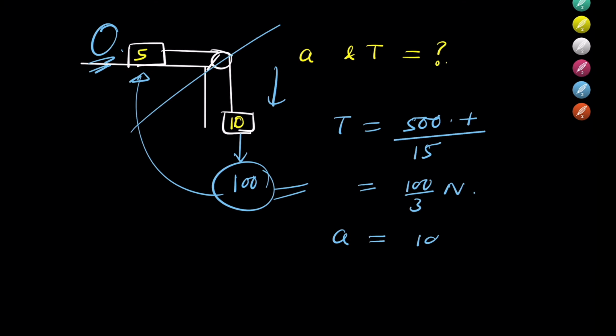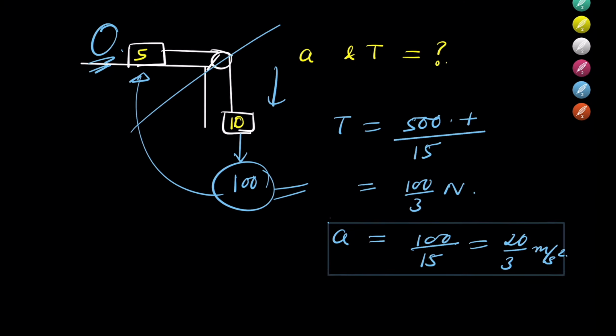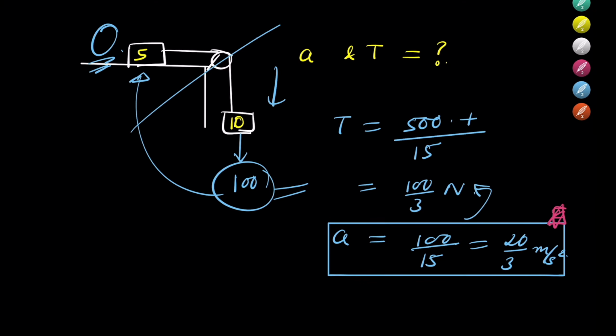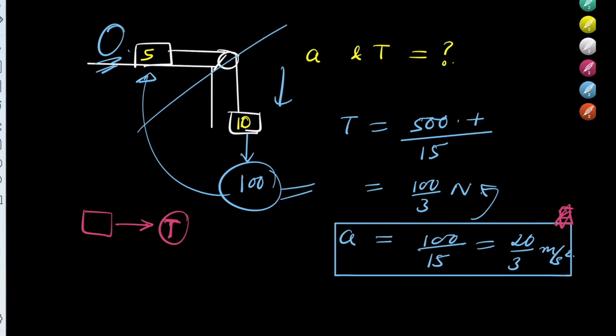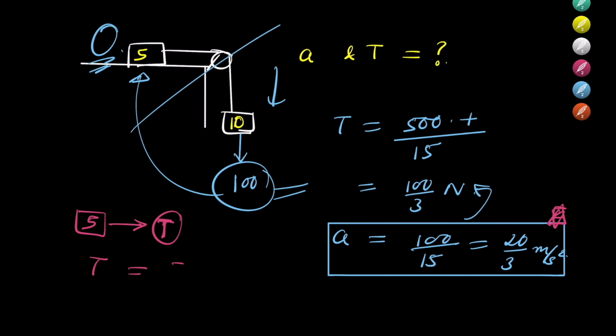Acceleration, if you want: net force is 100, net mass is 15, 20 by 3 meter per second square. Again you can check this tension with respect to this acceleration. So this is our 5 kilogram block, experiencing a force T. So T should be how much? Mass into acceleration, 5 into 20 by 3. And how much will come? 100 by 3 Newton. And that we are also getting with our direct formula.